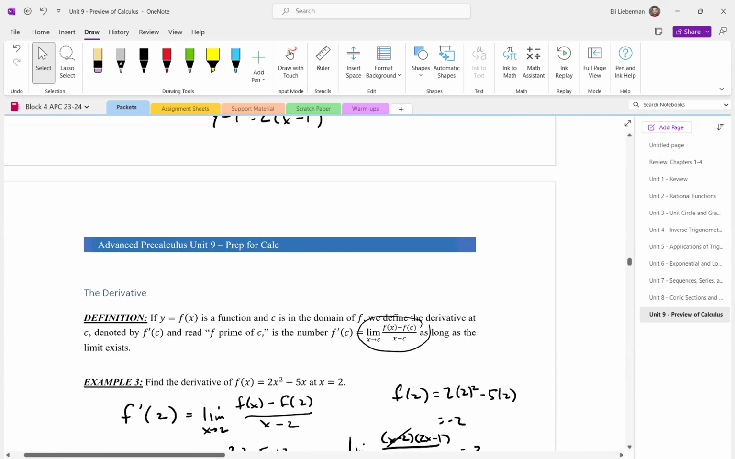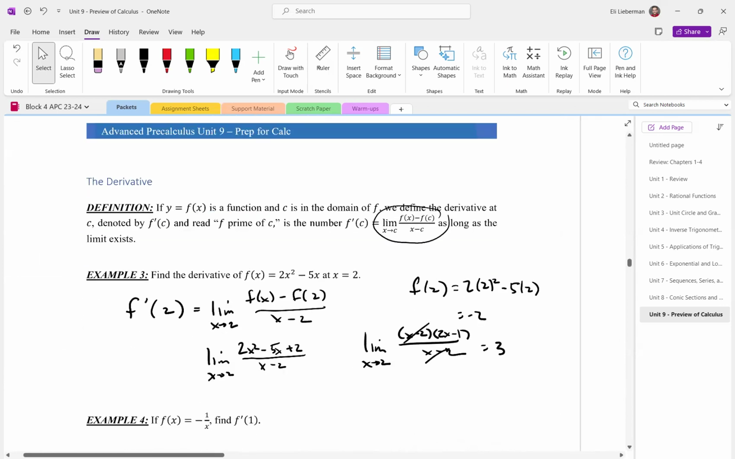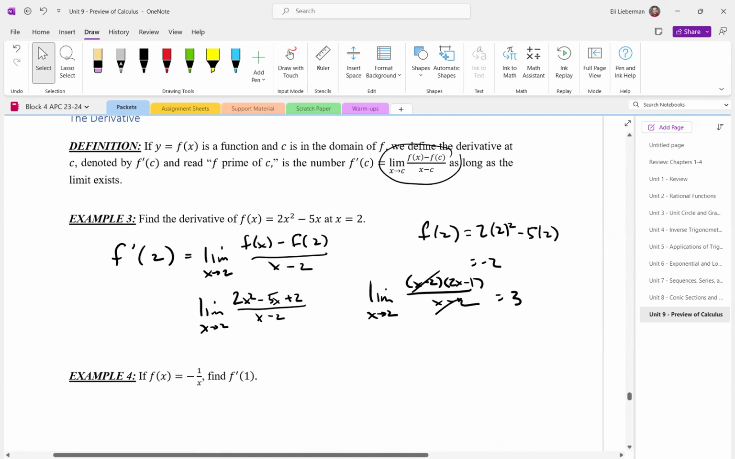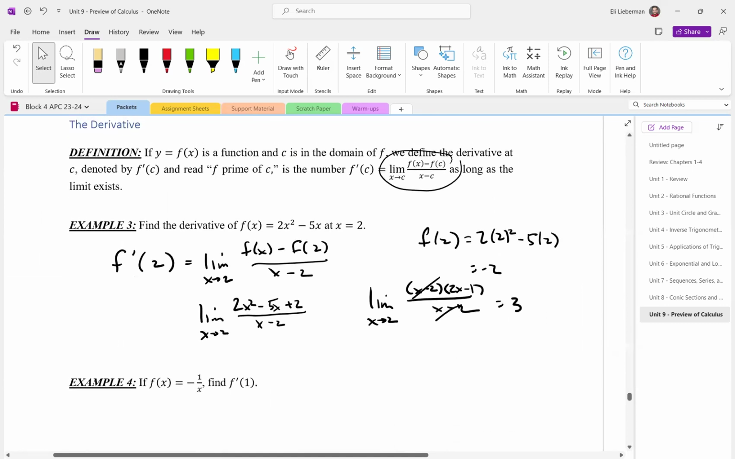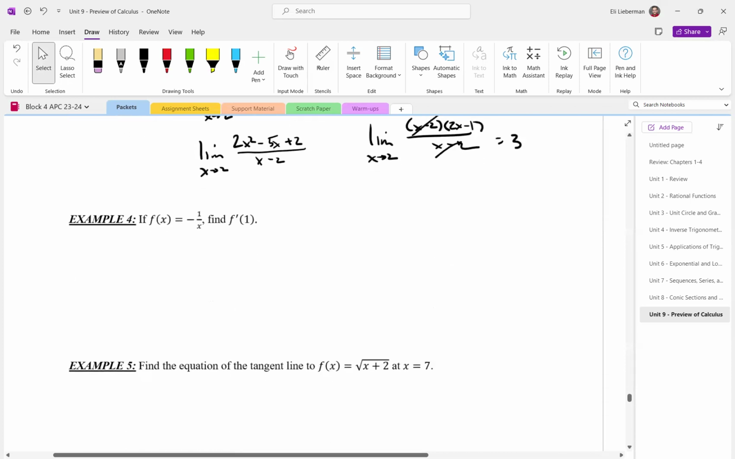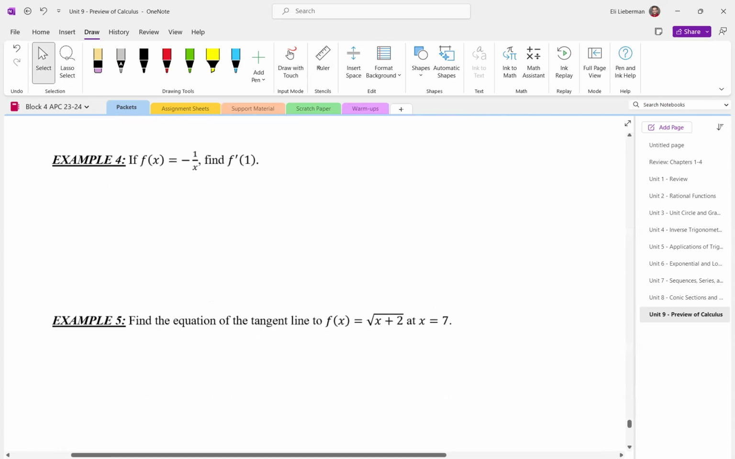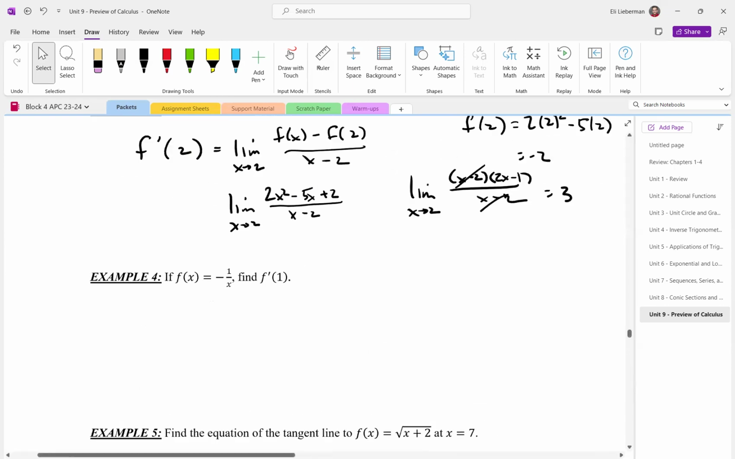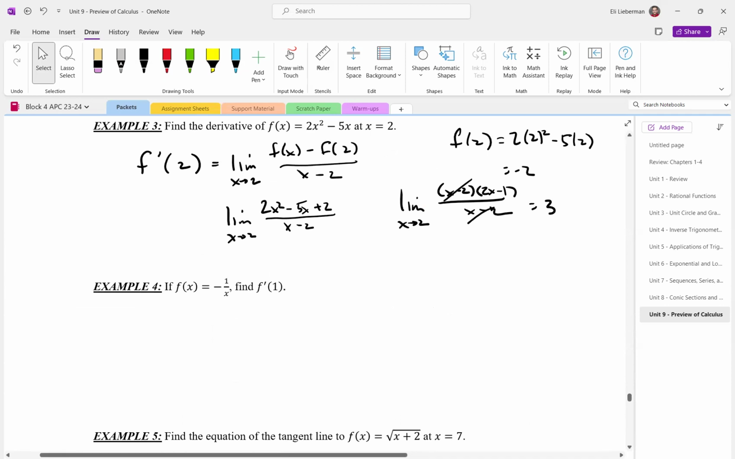So the answer for example 2 was 2. The answer for example 3 was 3. Example 4 is 4. I wonder what's going to happen with example 4. Why don't you try it? Try examples 4 and 5. Well, let's do one at a time. It's just example 4. When I ask for derivatives, what do you get? It's asking for the slope of the tangent line.